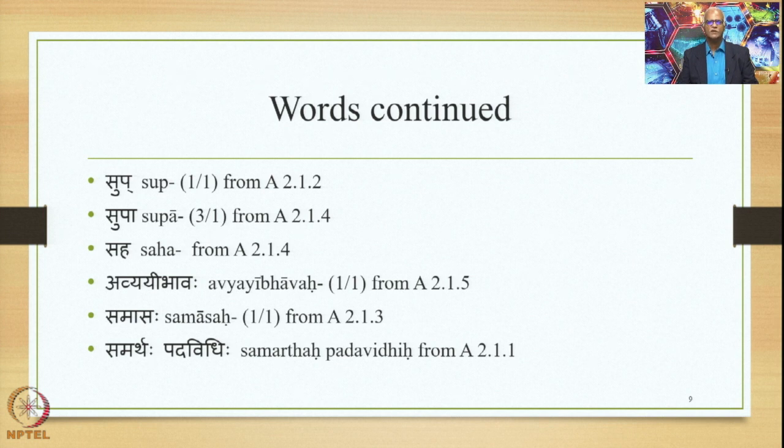These are the words that are continued from the previous sutras. Sup is continued, and sup is 1/1. It is continued from 212. Supa, which is 3/1, is continued from 214. Saha is also continued from 214. Sup, which is 1/1, which continues from 212, matches with the 1/1 of avyayam in the sutra. Avyayibhavaha is also 1/1, which continues from 215.